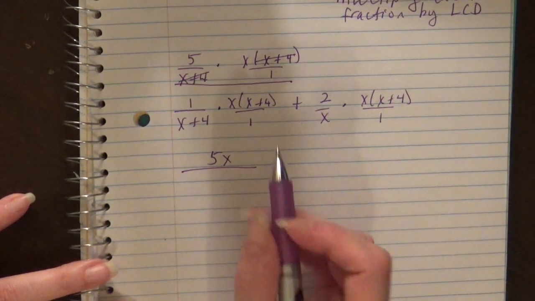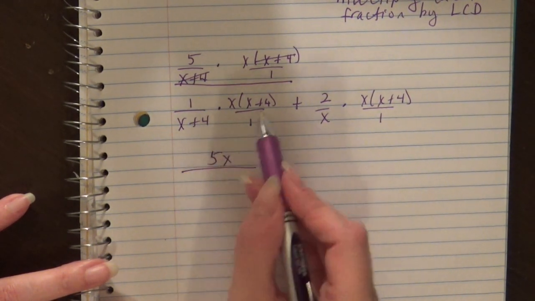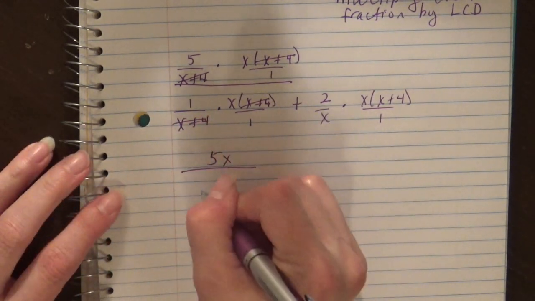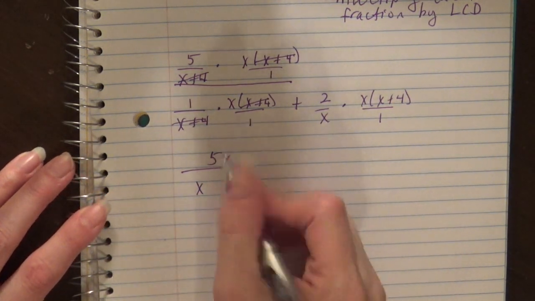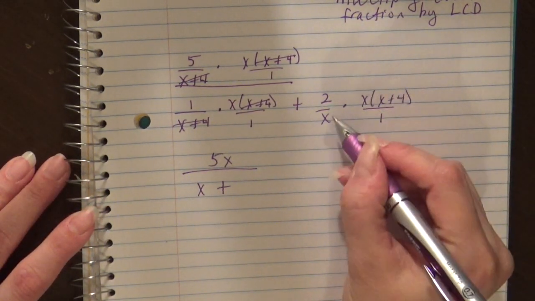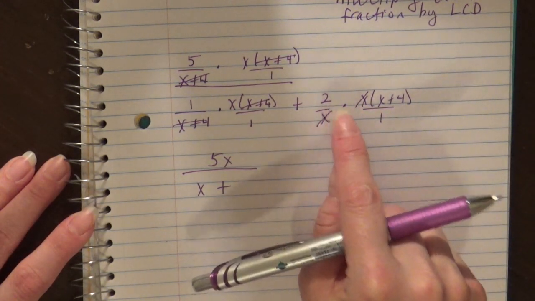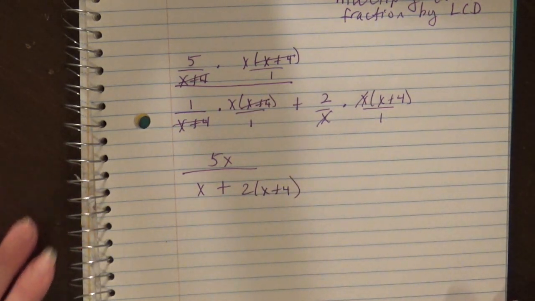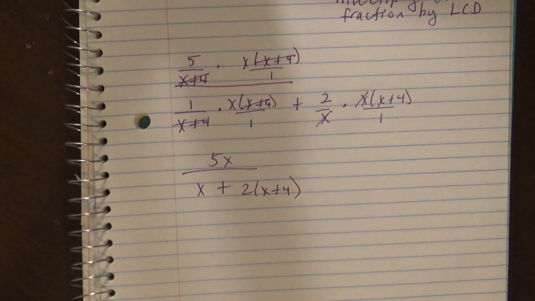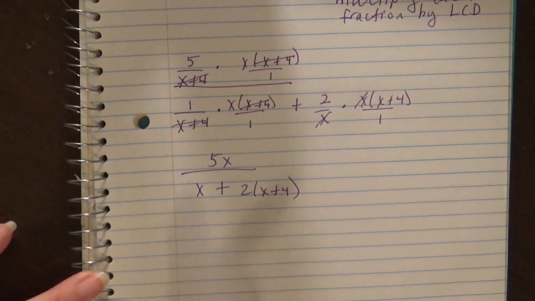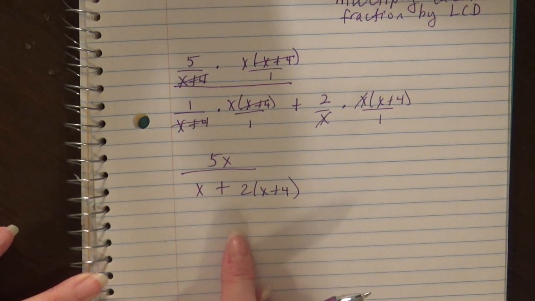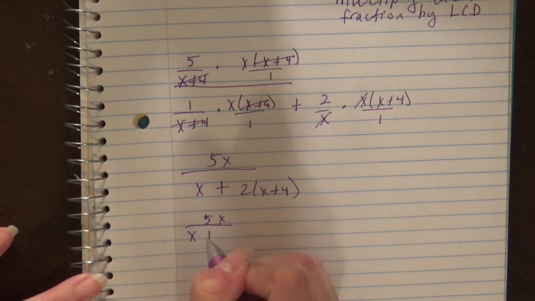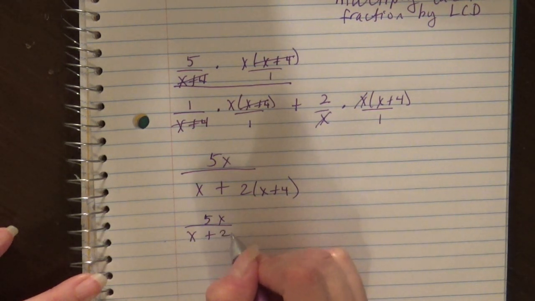In the denominator, if I multiply these together, x plus 4 goes into itself once, so that leaves me with 1x over 1, so just x. And then over here, x goes into itself once, and I'm left with 2 times x plus 4. Okay, so that was the hard part. The rest of it should not be too bad. All that's left to do now is to simplify this denominator. We can distribute and combine like terms. So we have 5x over x plus, that's going to be 2x plus 8.